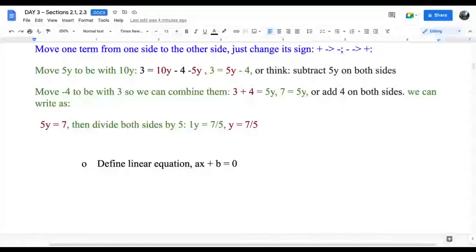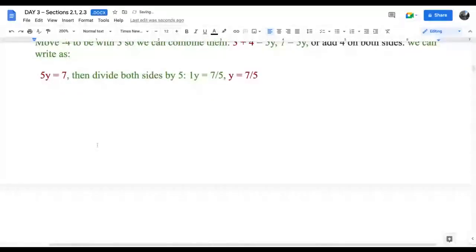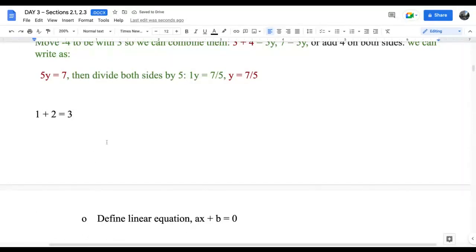Why is it positive when you move it over? Okay, let's see. Let me give you an example. Let's say I have 1 plus 2 equals 3, right? Now you see 1 is positive. If I move 1 to the other side, I have to change it to be negative. When I move this 1 to the right-hand side, it has to be negative, because 2 equals 3 minus 1.